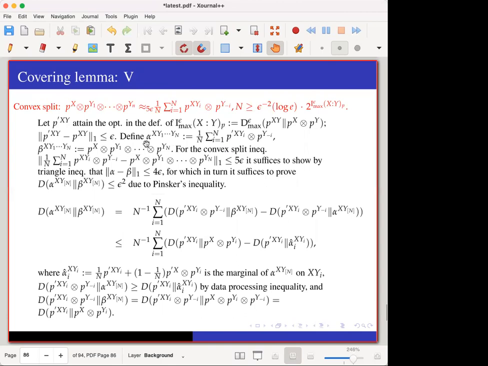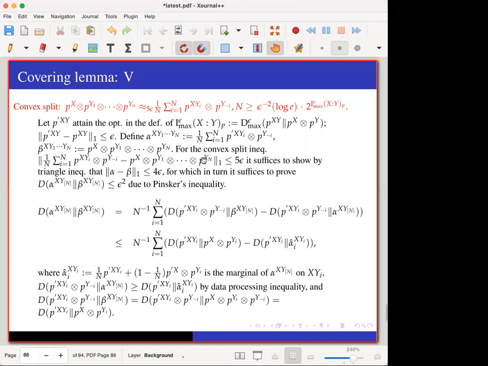Now let me define two probability distributions, alpha and beta. Both are distributions on X and Y1 to YN. Alpha is basically like the right-hand side of convex split, except that X is correlated to the ith register Yi according to P prime, not according to P. Here it was P, here it is P prime. The remaining registers are independent and according to the good old marginal PY. And beta is just the left-hand side of the convex split, the product of all the distributions according to the original marginals.